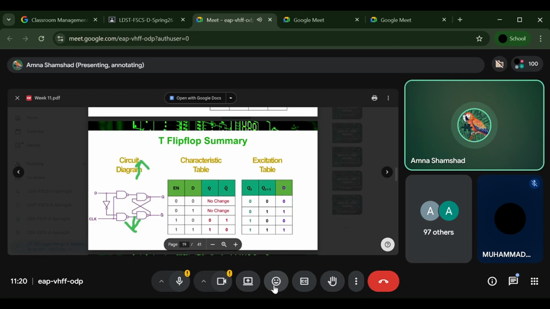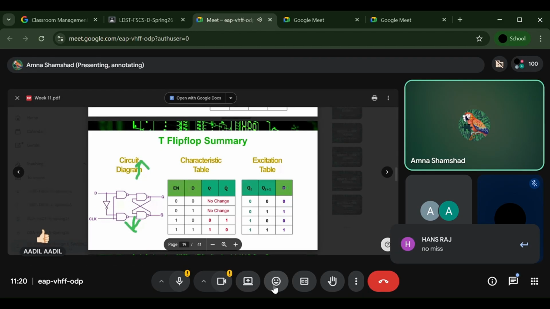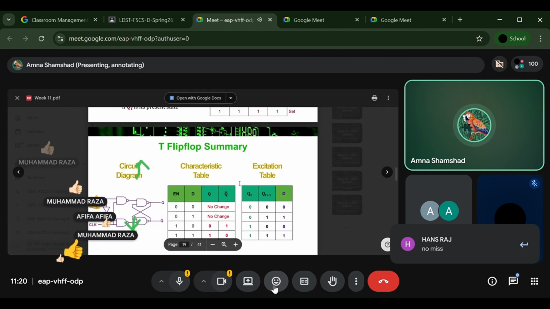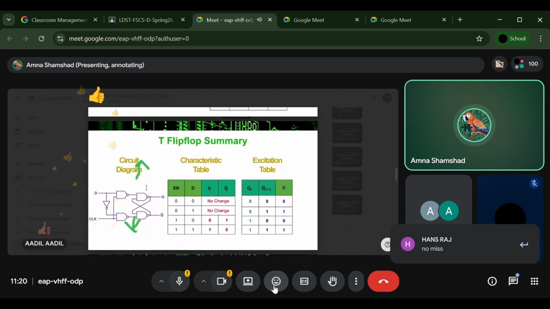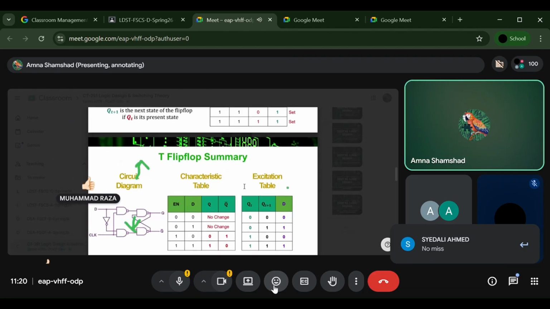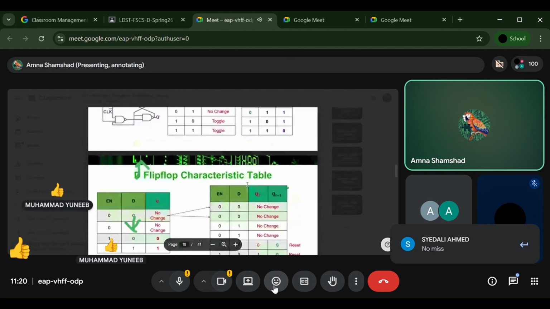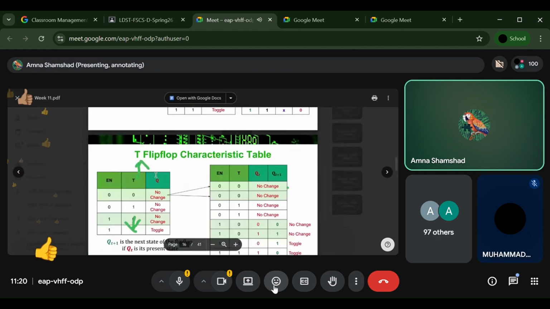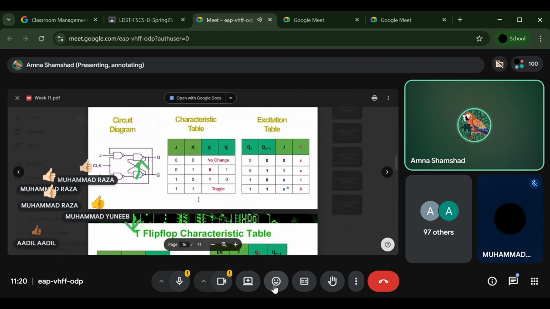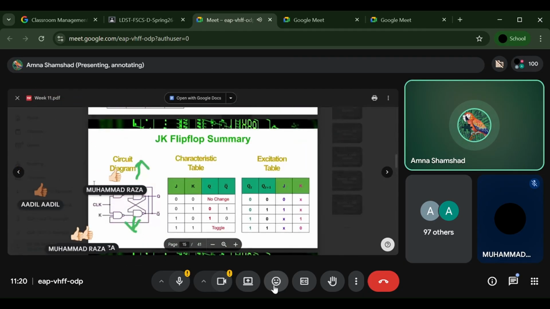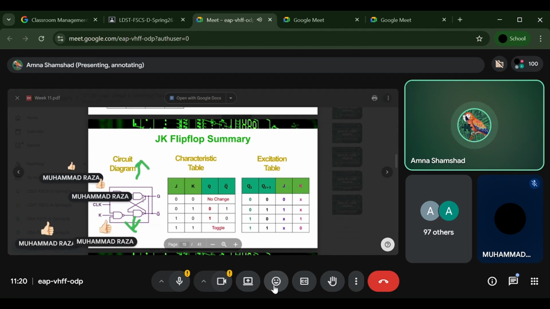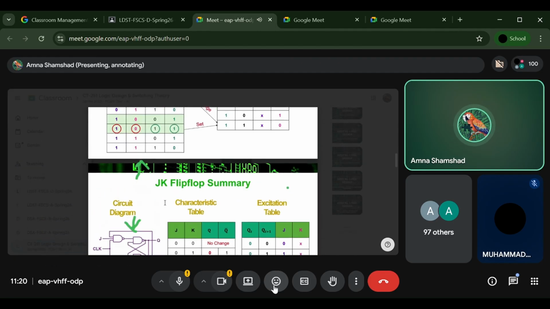Up till now, if you have any question, you can ask. If you have any query, this is the T flip-flop circuit diagram. You have to draw this diagram in your copies. In the question that we have already done for the T flip-flop, this is my T, and this is my JK circuit diagram. You also have to draw this diagram in your copies.